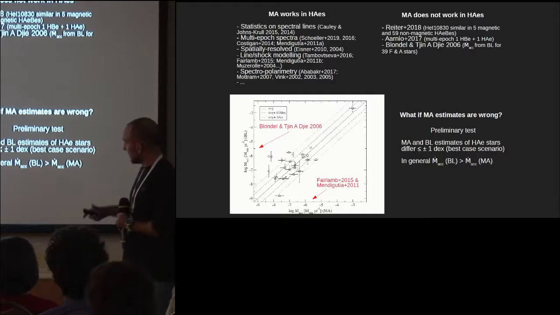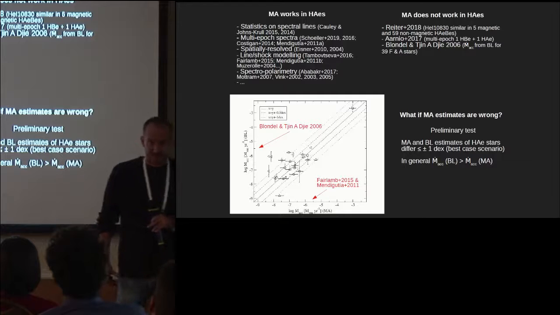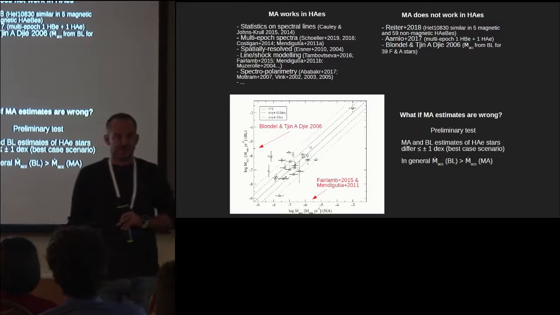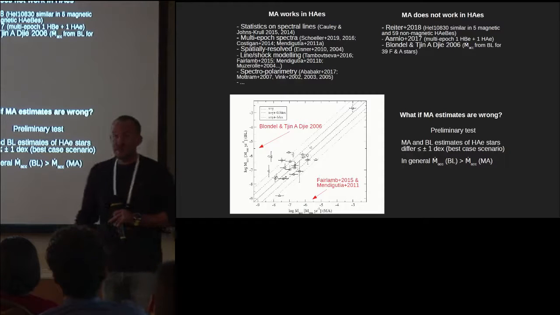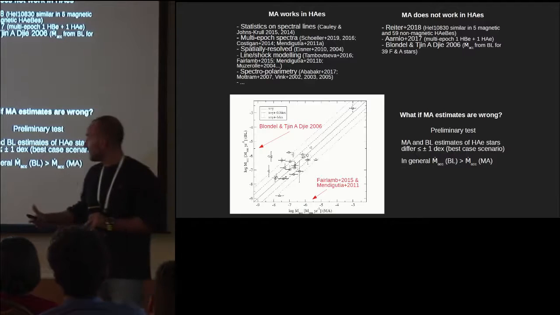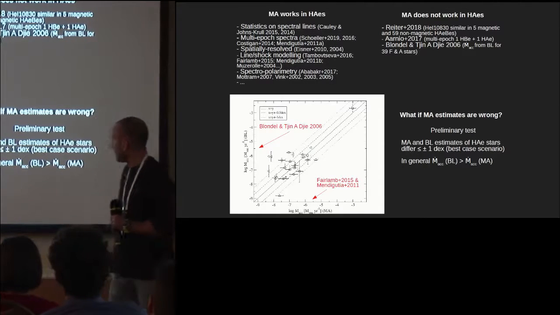In general, if we are not that conservative, the accretion rates determined from boundary layer tend to be larger than the accretion rates determined from magnetospheric accretion, and can be by more than an order of magnitude. And this, of course, could have consequences in many aspects, for example, on the disk dissipation timescales.